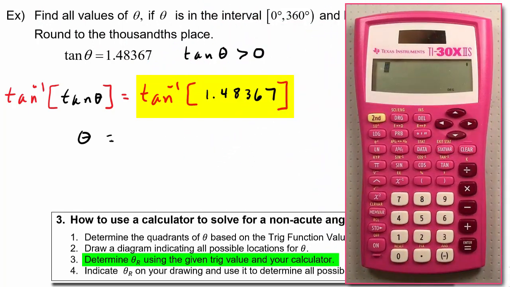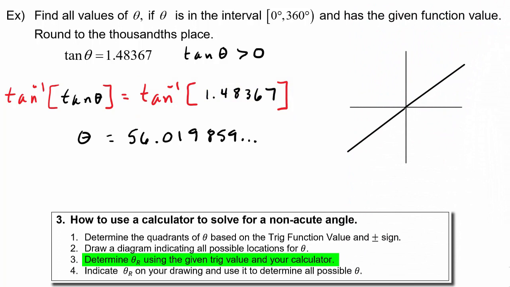So to evaluate, we will hit the second button. Then above the tangent is the tangent inverse, and we'll enter 1.48367. Close your parentheses and hit enter. And we see that we get theta is 56.019859, etc. In this problem, we are being asked to round to the thousandths place, so we know that that is 3 decimal places.